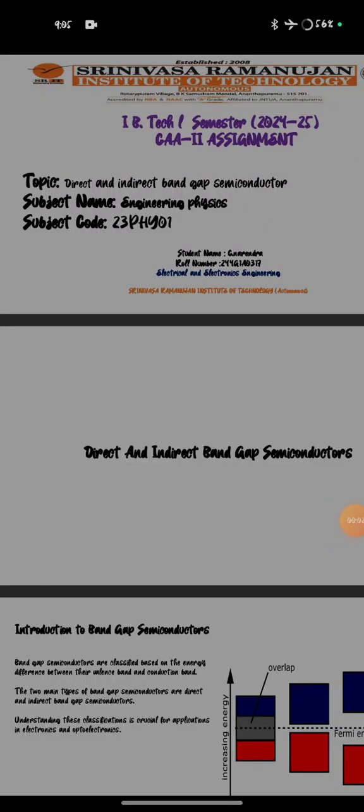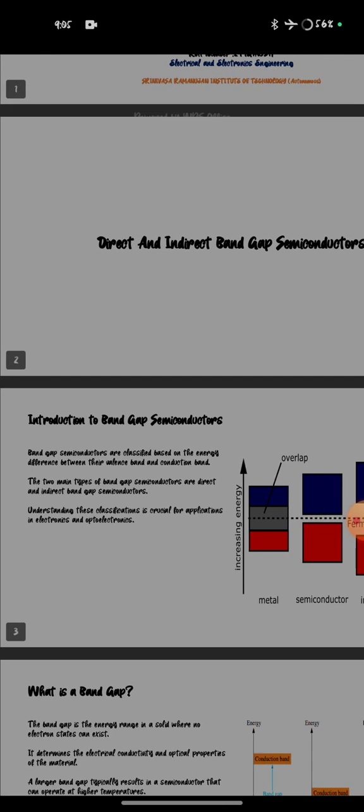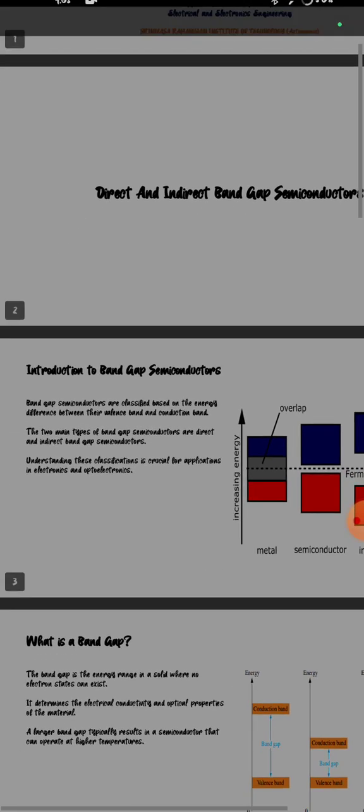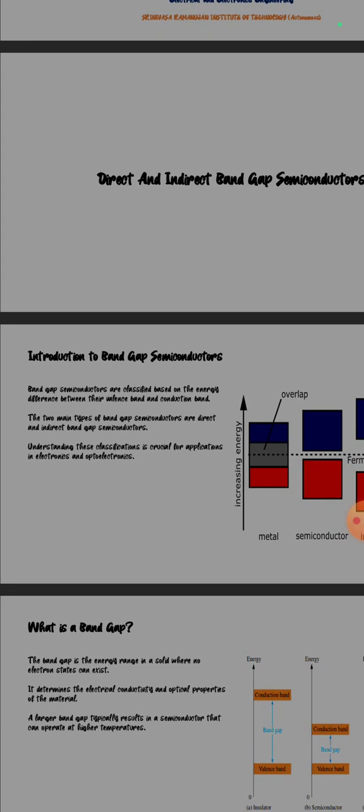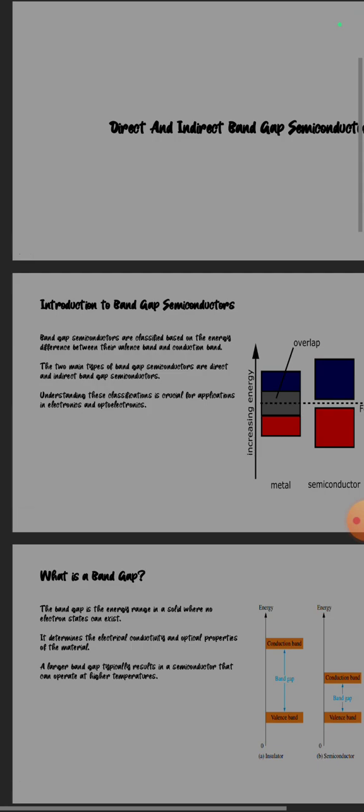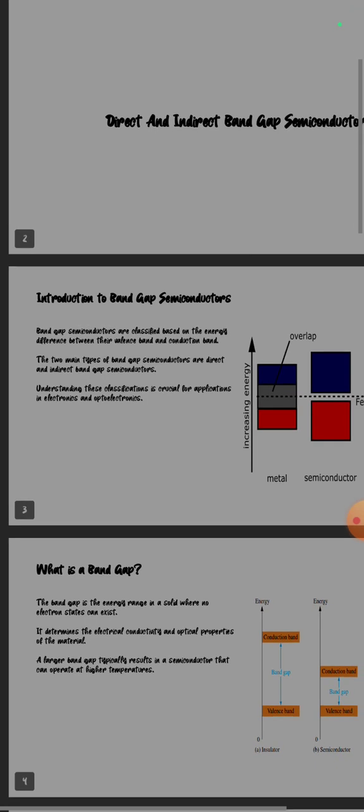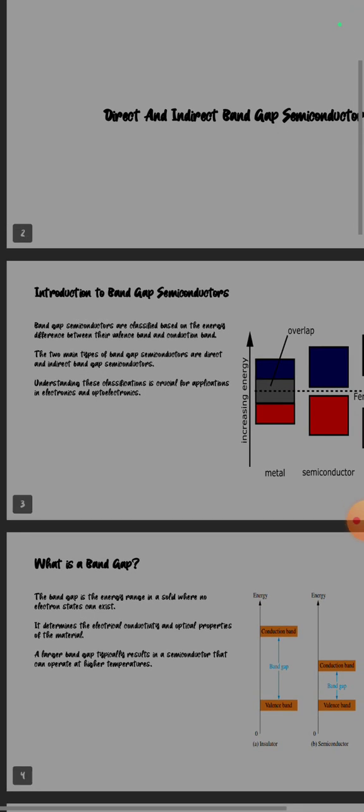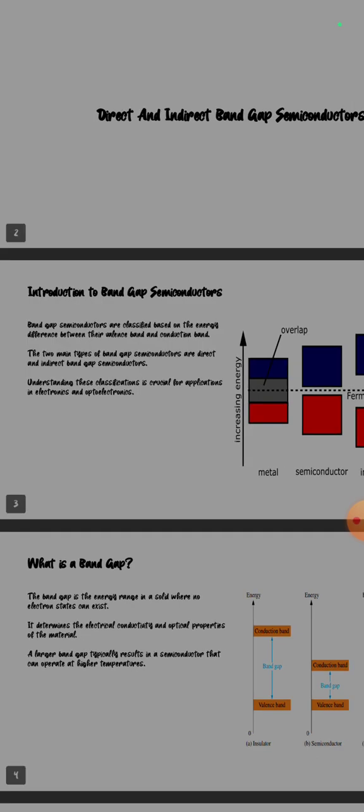Today my topic is direct and indirect bandgap semiconductor. Introduction to bandgap semiconductor. Bandgap semiconductors are classified based on the energy difference between their valence band and conduction band. The two main types of bandgap semiconductors are direct and indirect bandgap semiconductors.